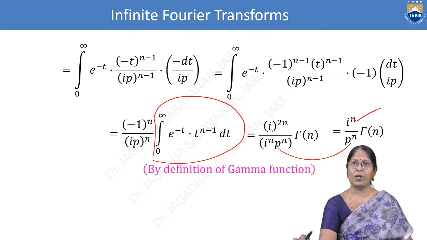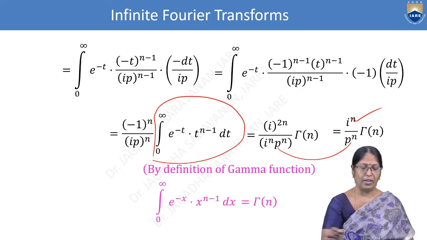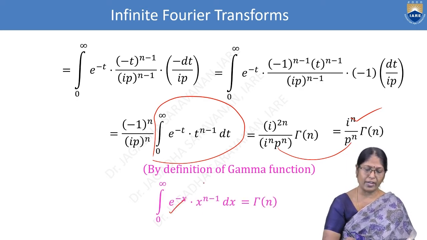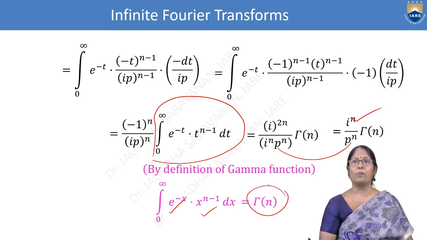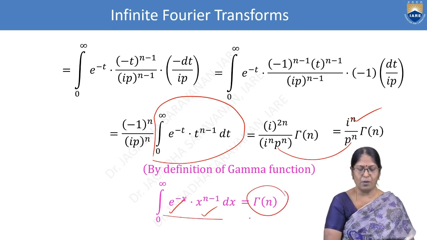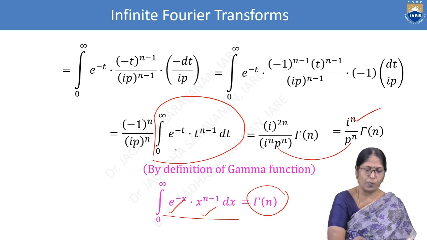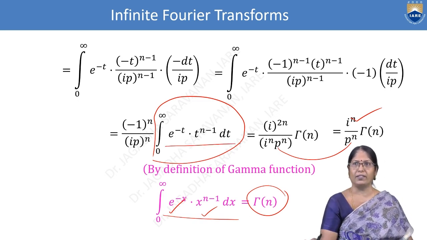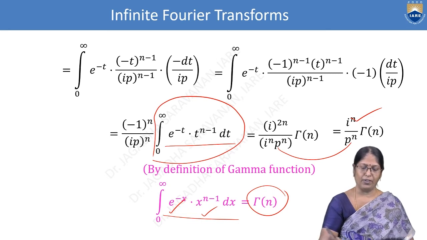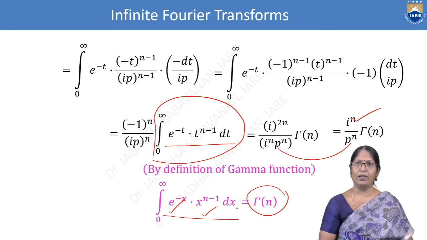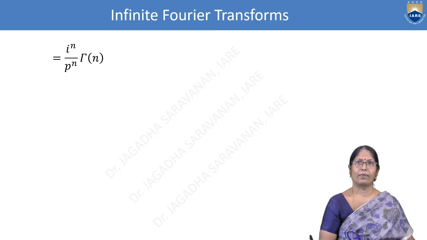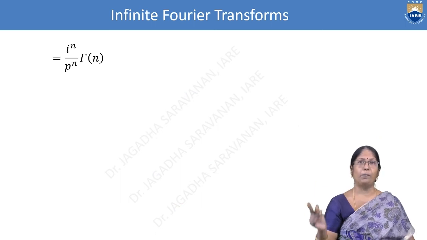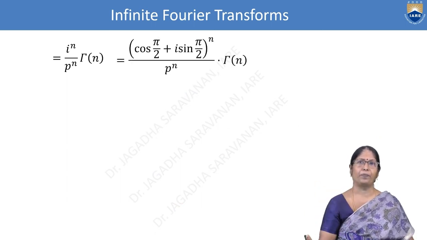The gamma function formula is the integral of e power minus x, x power n minus 1 dx, which is nothing but gamma n. That is in terms of x, and our problem is in terms of t. That's the difference: the formula is with respect to x, our problem with respect to t. So we get i power n, divided by p power n, times gamma of n.